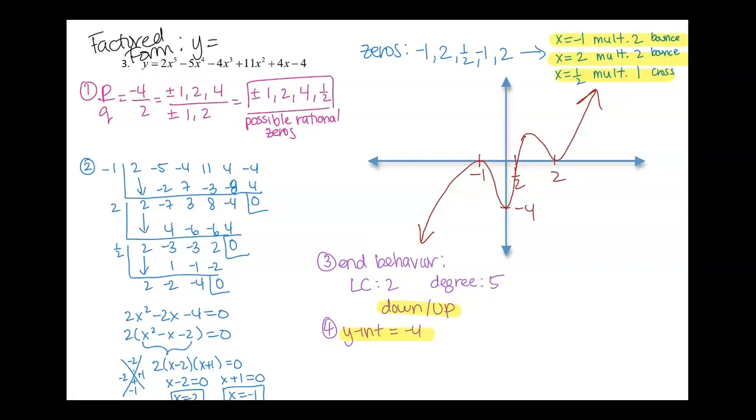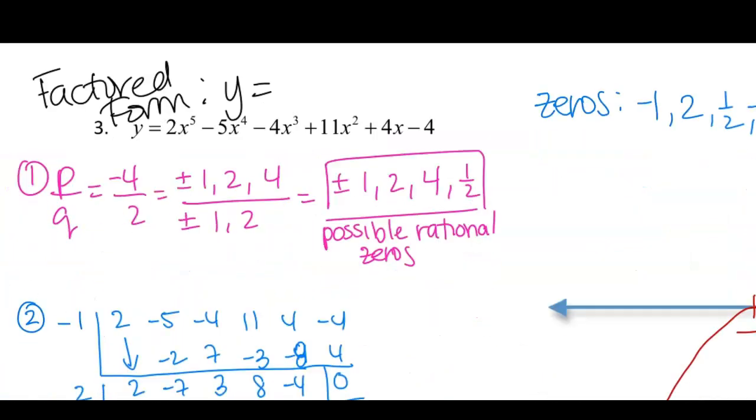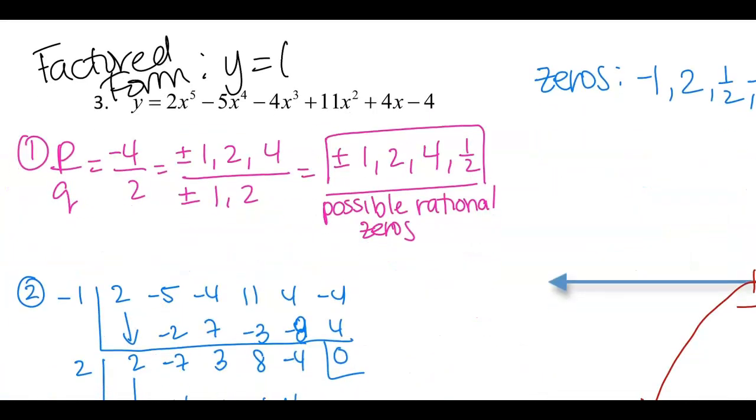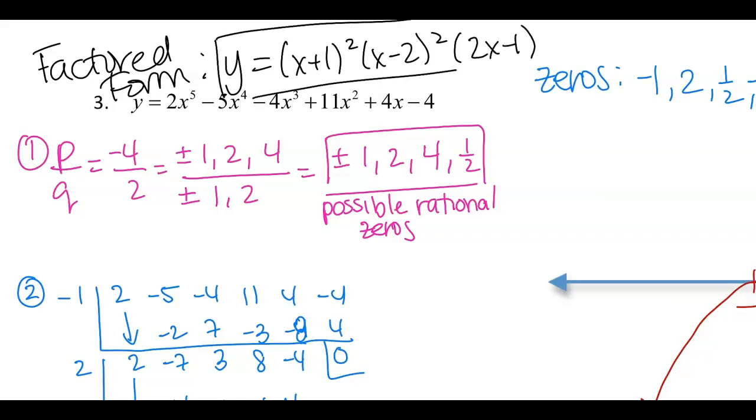Okay, say that one more time. (x + 1)², (x − 2)², and (2x − 1). This is your answer in factored form.